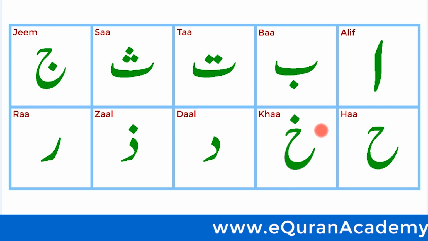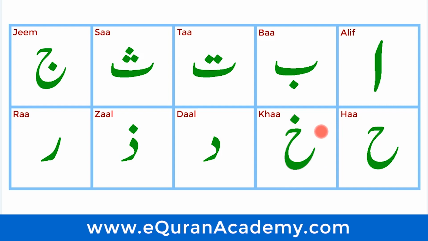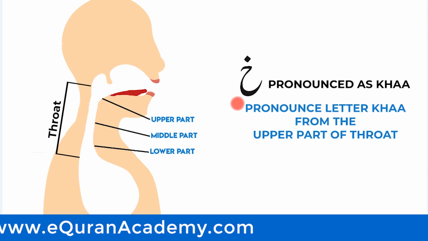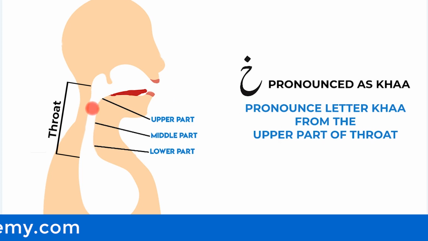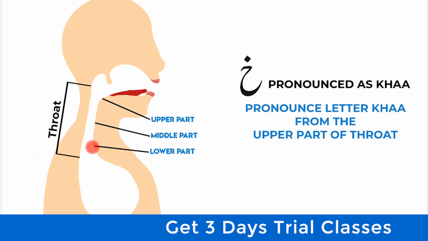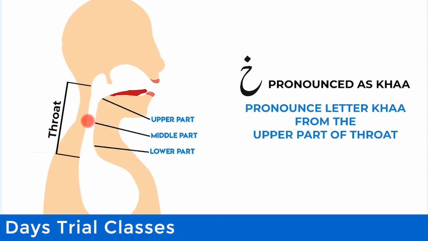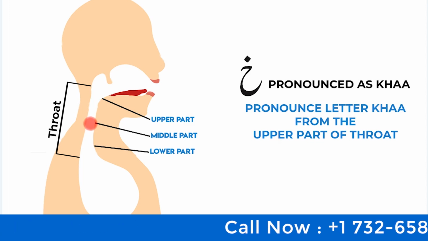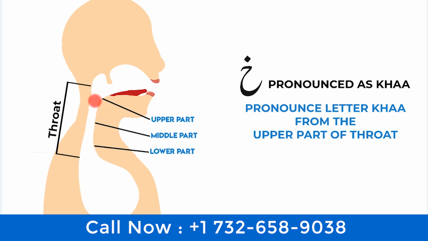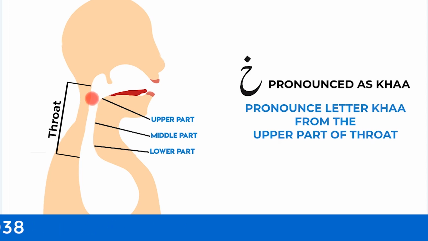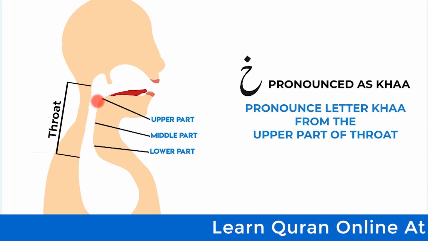Now I will explain you the origin of Ha by illustration. Ha is pronounced from throat. This is throat. This is the farthest part of the throat. This is the middle part of the throat. And this is the upper part of the throat. Ha is pronounced from the upper part of the throat.